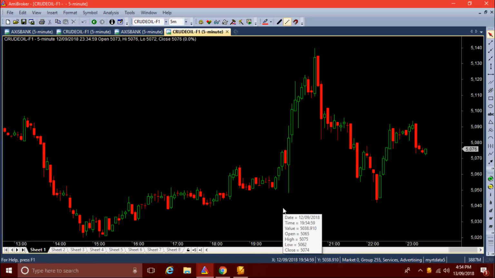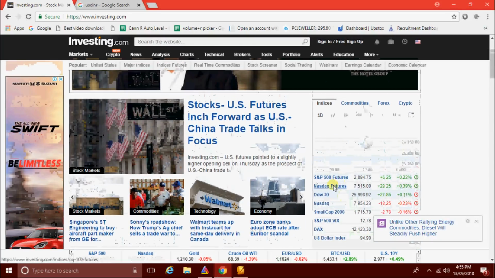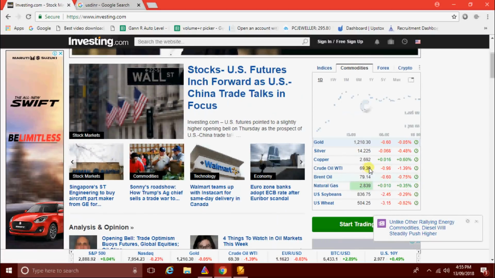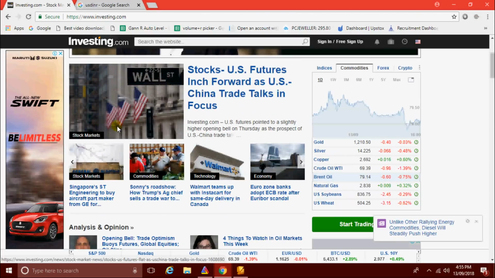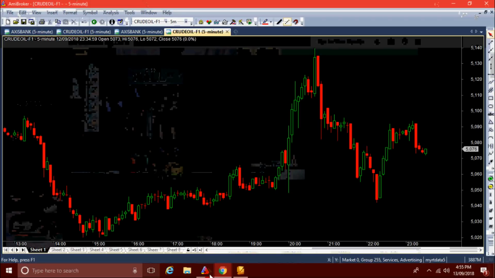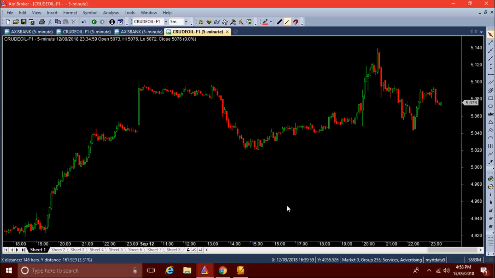The main factors which affect the crude oil price variation are the USD INR price and this WTI price change. Now WTI is $69.39 and USD INR is 71.81 rupees. These two factors are mainly affecting the price movement of MCX crude oil. Before entering MCX crude oil trading, you must know these basic things. This is the basics about crude oil.